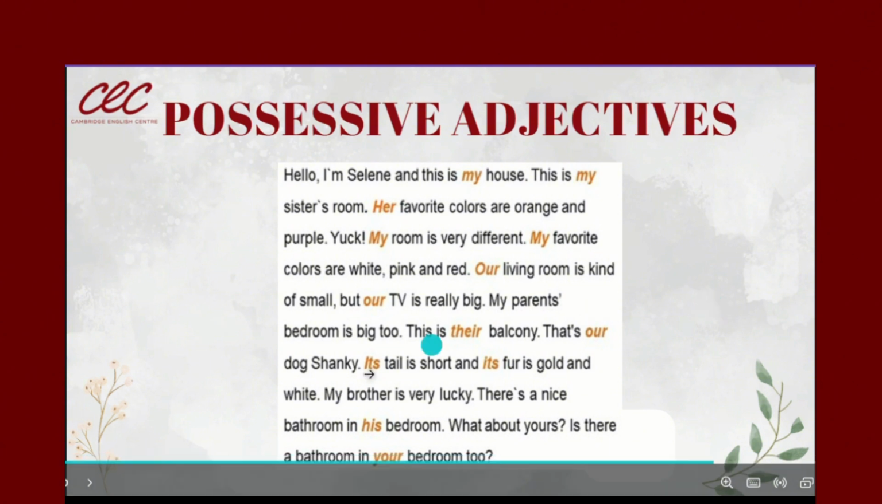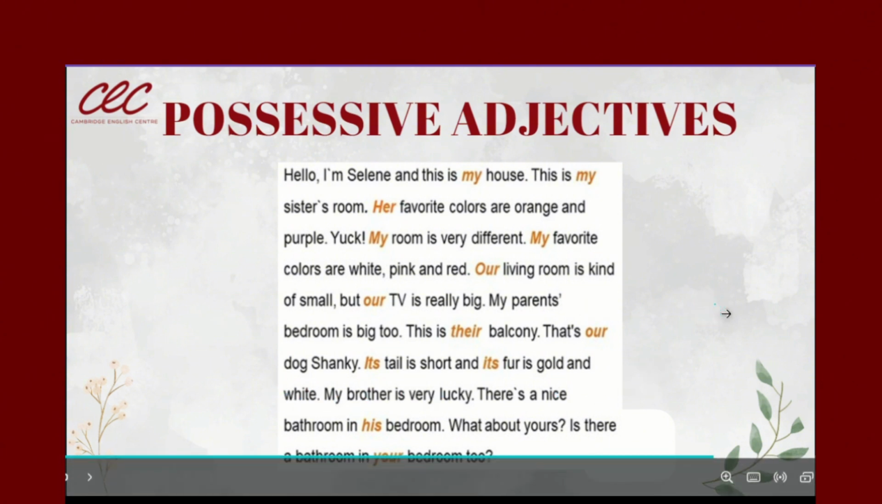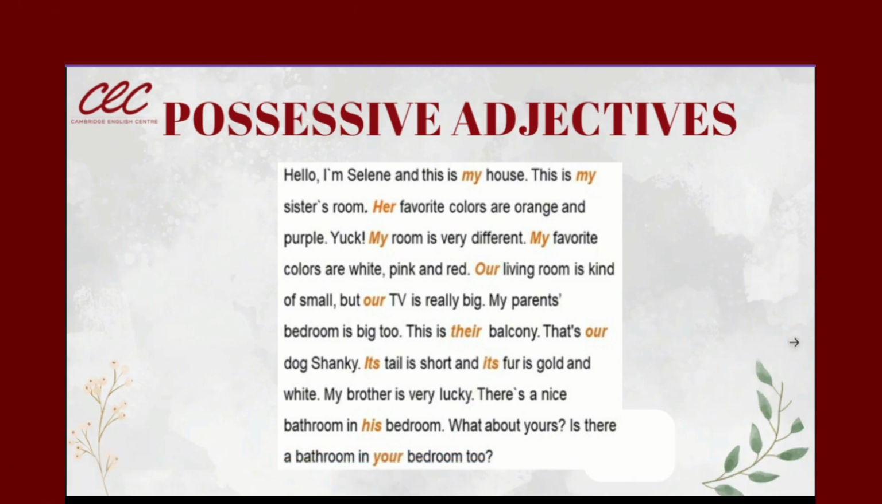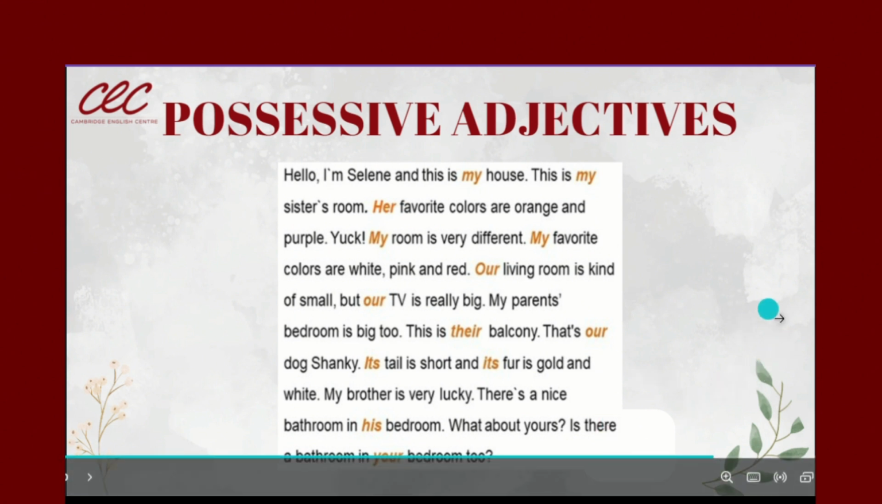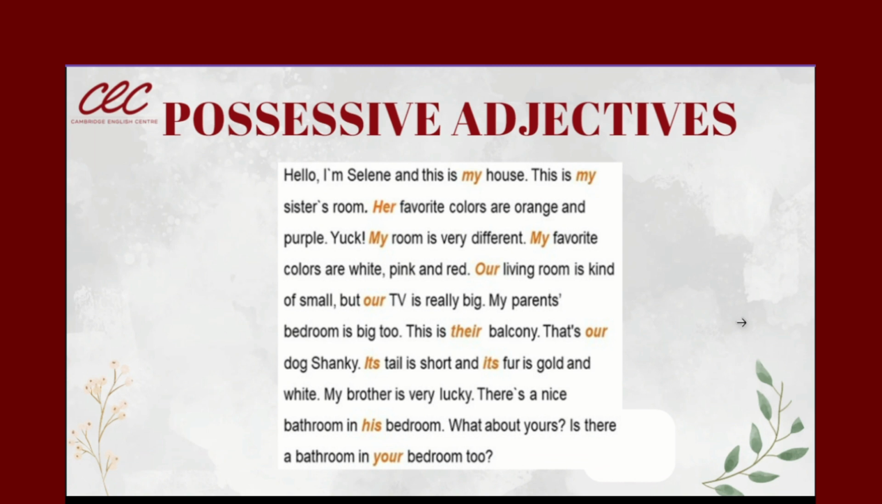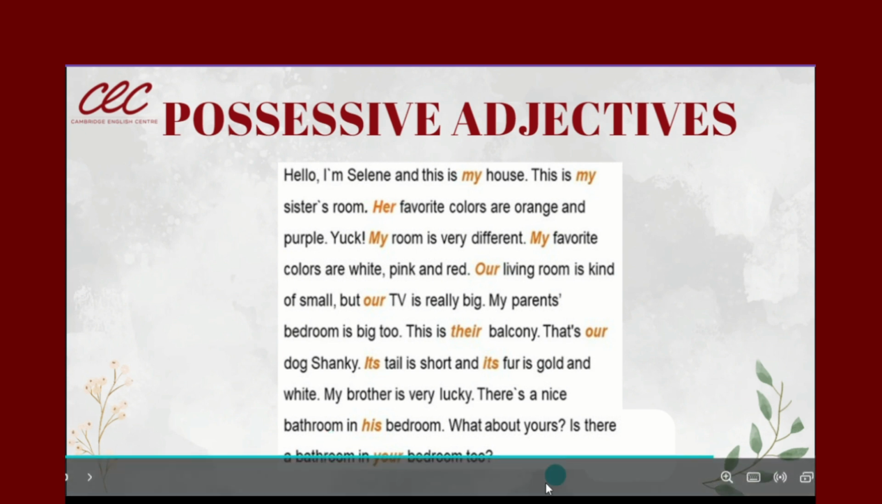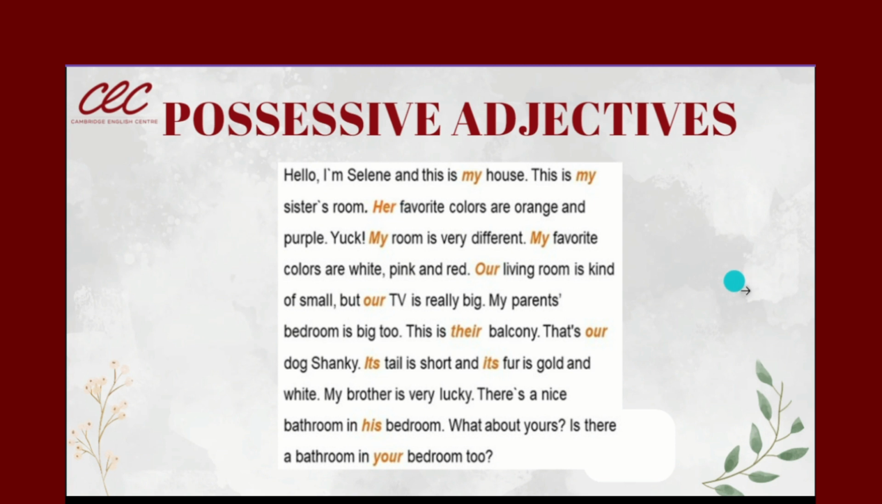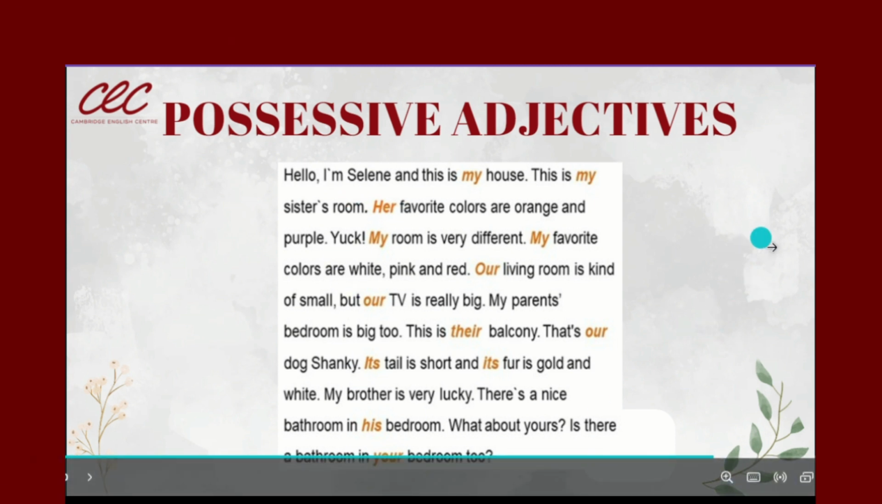Now, my brother is very lucky. There's a nice bathroom in his bedroom. His, who are we talking about now? My brother, his bedroom. Okay, what about yours? Is there a bathroom in your bedroom too? Now, you, it is referring to the reader, the person who reads this text, right? Okay, so those are the possessives in action.